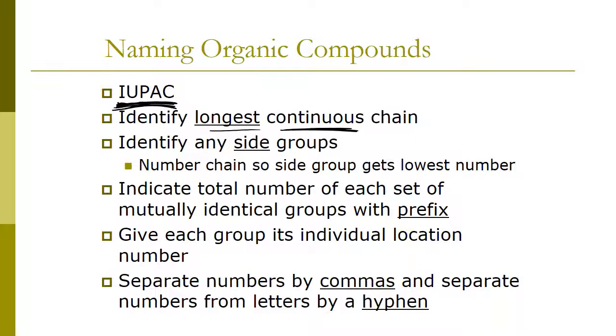Let's go on. It says indicate the total number of each set of mutually identical groups with a prefix. That means if you have 2 side chains that have the same number of carbons, so you had 2 methyl groups, you call it dimethyl or trimethyl or dipropyl or whatever the case might be. You give each group its individual location number, so we number the original chain of carbons, and we say where each of those side groups is actually located. And we separate numbers by commas and separate numbers from letters by a hyphen.